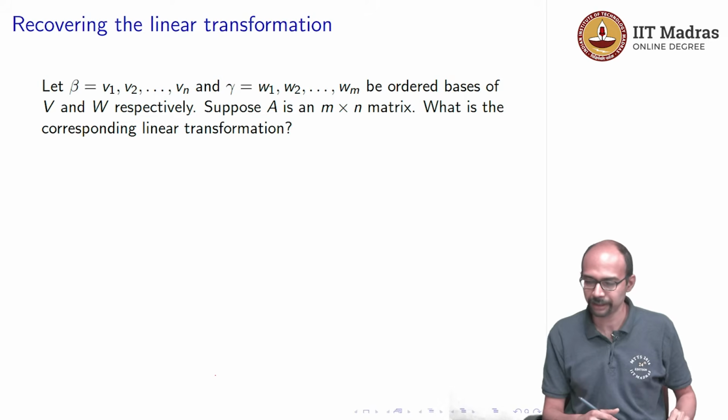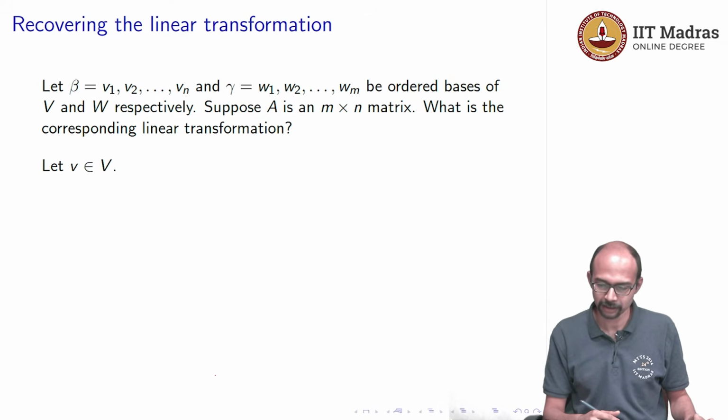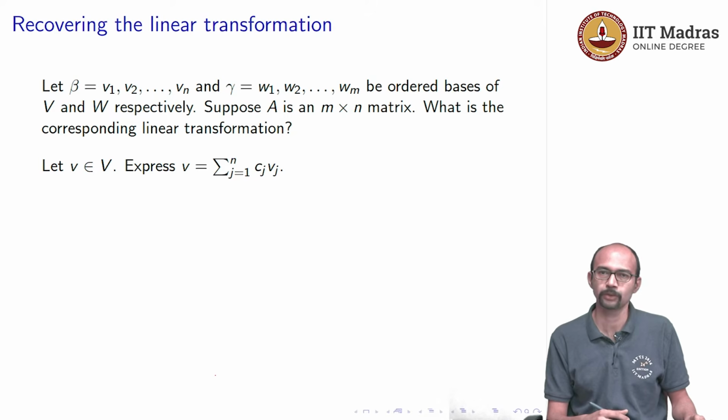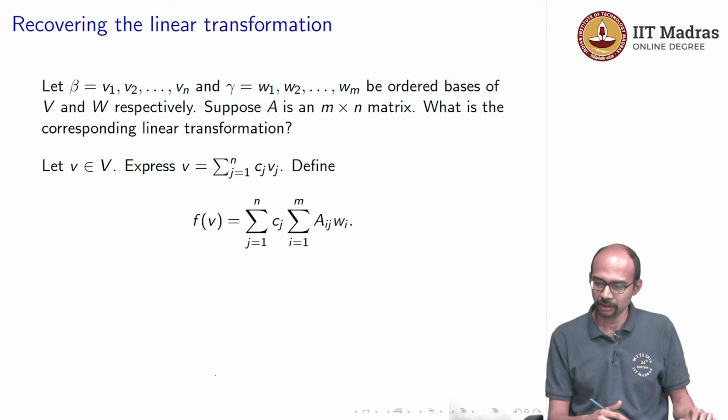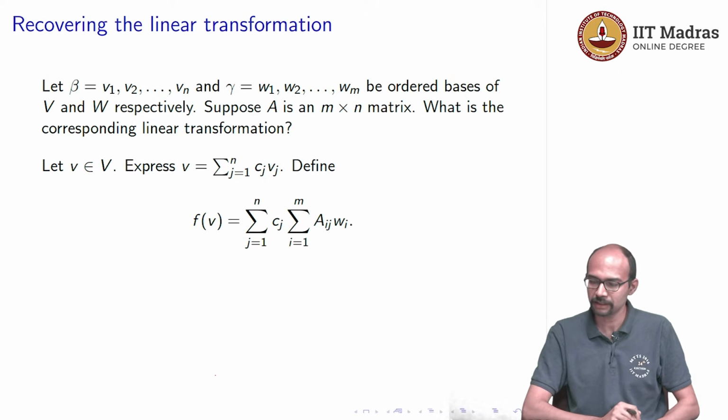Suppose A is an m by n matrix. What is the corresponding linear transformation? So, let v be in V. We express v in terms of the v_j's, so express v as the summation of c_j v_j. Define f of v to be the summation of c_j A_ij times w_i.